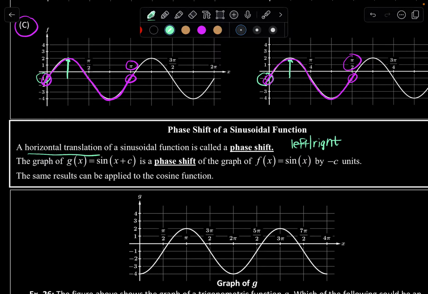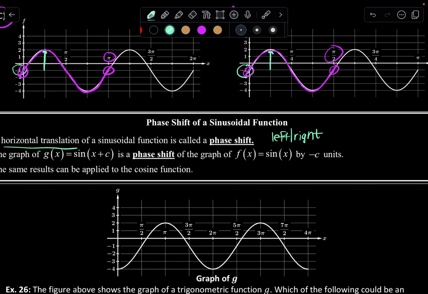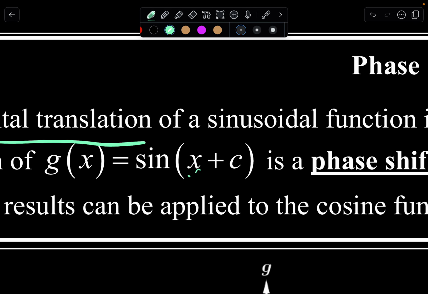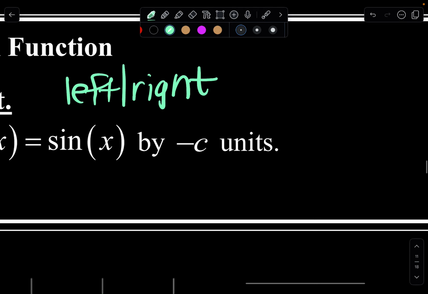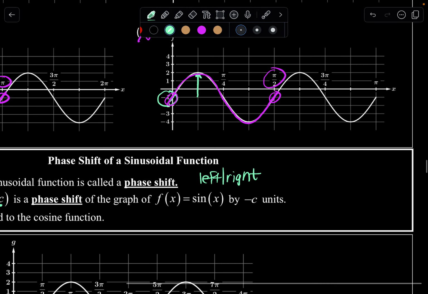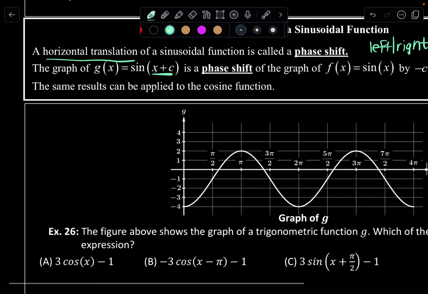And it's going to have the same effect that it did with your parent functions in Algebra 2 and in previous semesters. Don't get confused by this. It says x plus c, but our c value will still be negative c units, all right? We'll talk about flipping it once we do some examples, okay?